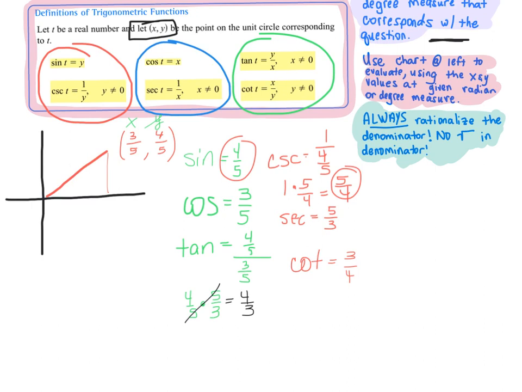You'll be given a point. You just follow the rules: sine is the y value. The cosecant is the flipped. Cosine is the x value. Secant is the flipped. Tangent is y over x. Cotangent is x over y. So now let's go to the second example.